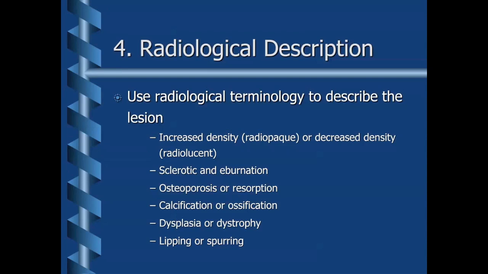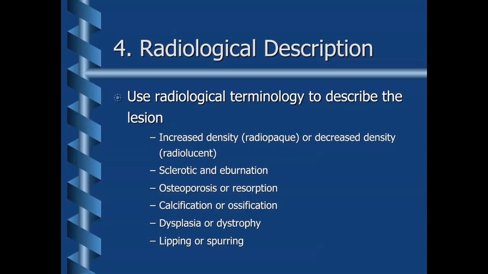Osteoporosis and resorption. So osteoporosis is an area of decreased density, and it's usually signified by a lack of ossified trabecula that would normally be there. Resorption is obviously resorption of bone, where the bone is resorbed and you get an area of decreased density.